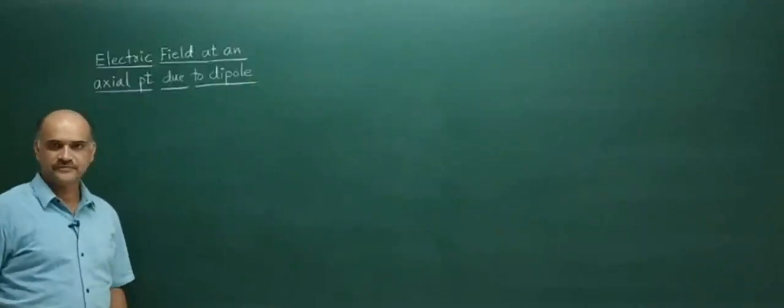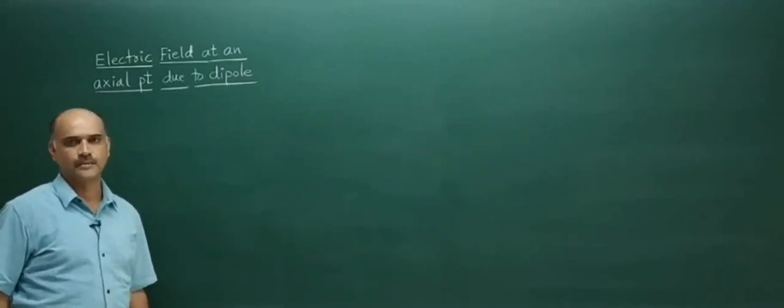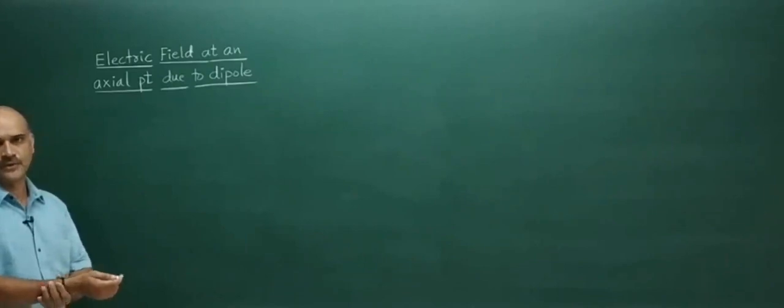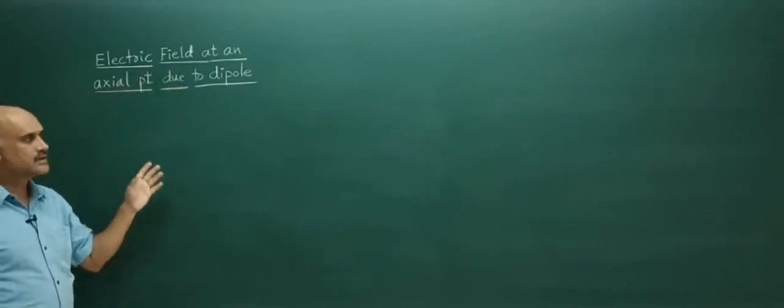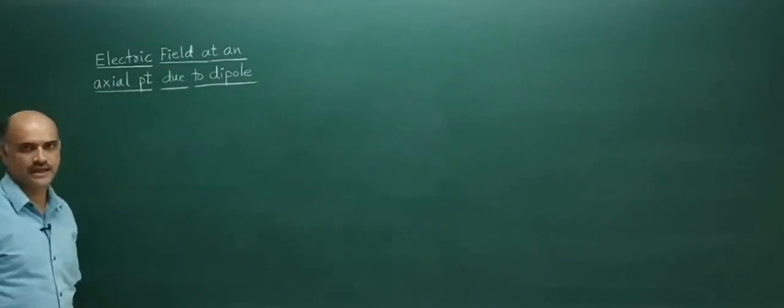So students, today we will see some important derivations of dipole. You are required to find electric field due to dipole. In that, first one is at an axial point, means the point will be on the axis of the dipole.